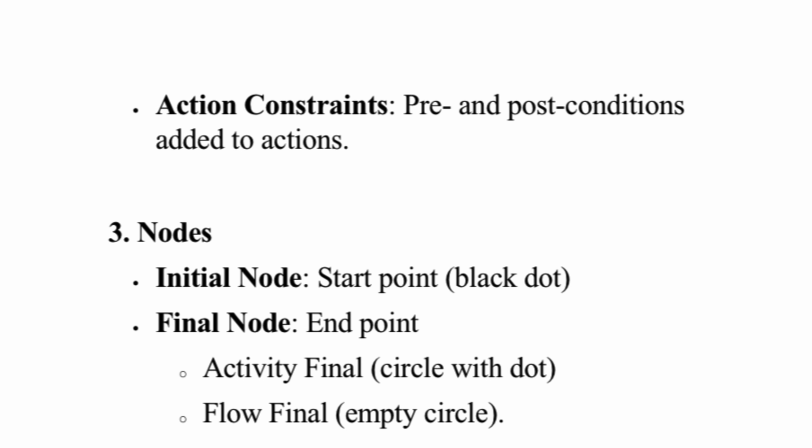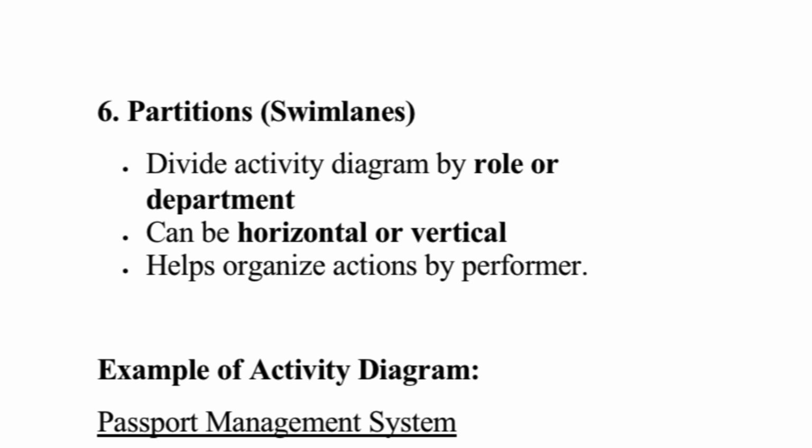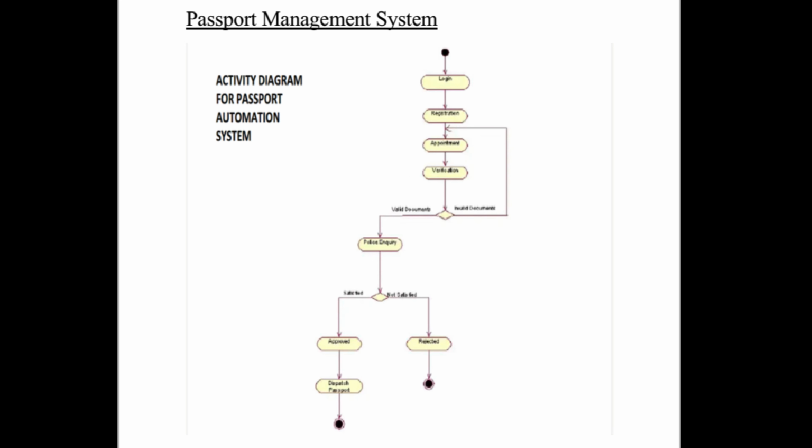Third, nodes. Initial node, start point. Final node, end point. Activity final, flow final. Fourth, decision and merge nodes. Decision node, diamond shape, control flow splits based on conditions. Merge node joins multiple flows back into one. Fifth, fork and join nodes represent parallel processing, horizontal or vertical bars. Sixth, partitions. Divide the activity diagram by role or department, can be horizontal or vertical, helps organize actions by performer. Example of it is a passport management system, as we can see from starting to the end.